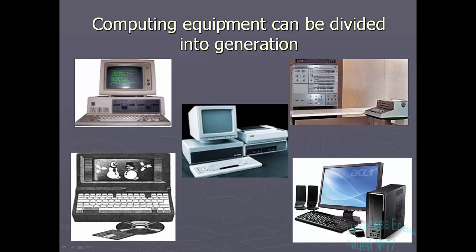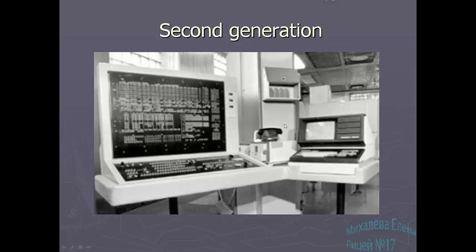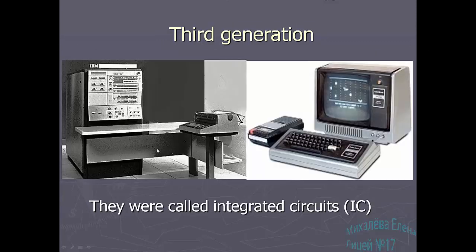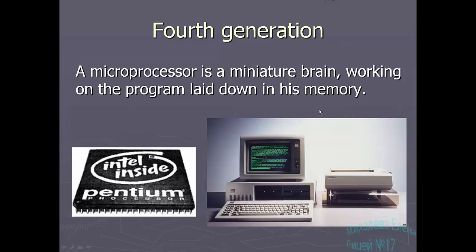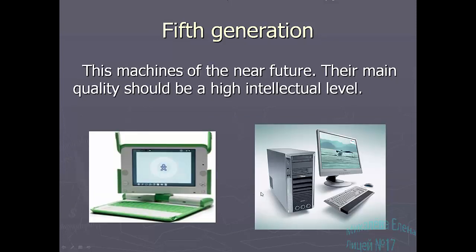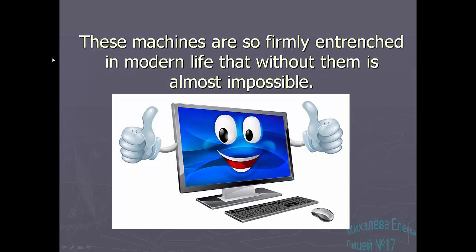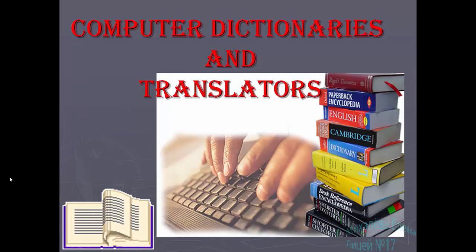Computing equipment can be divided into generations: first generation, second generation computers, third generation computers, fourth generation computers, fifth generation computers. These machines of the near future should have a high intellectual level as their main quality. These machines are so firmly entrenched in modern life that without them it's almost impossible to live.